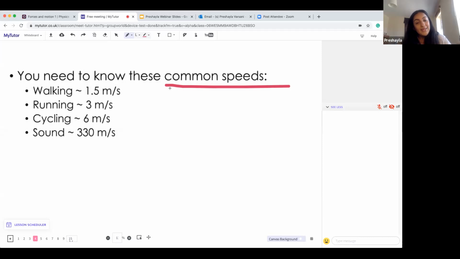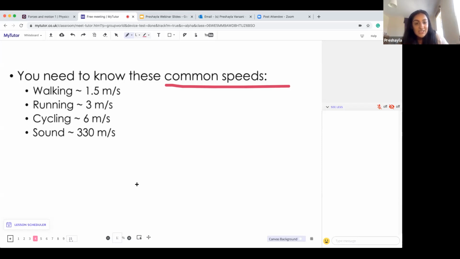Cycling is double that again, so 6 meters per second. So we've come from walking at 1.5 to running at 3 to cycling at 6. And then sound, you also need to know the speed for, which is 330 meters per second. And so you can compare these to each other. You can say that cycling is 4 times that of walking. Sound is 100 times that of running, and so on and so forth.